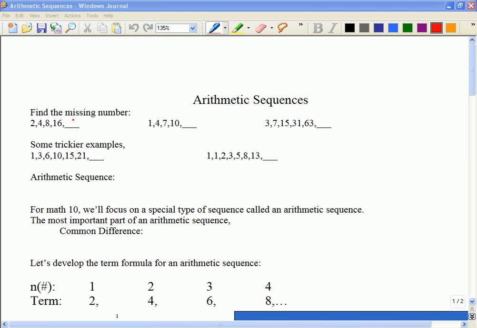It is 32. Genius. How did you know? How did you know it was 32? Always doubling. Okay, how about the next one? 13, how did you know? Because it goes up by 3. Each one goes up by 3. Okay, how about the next one?